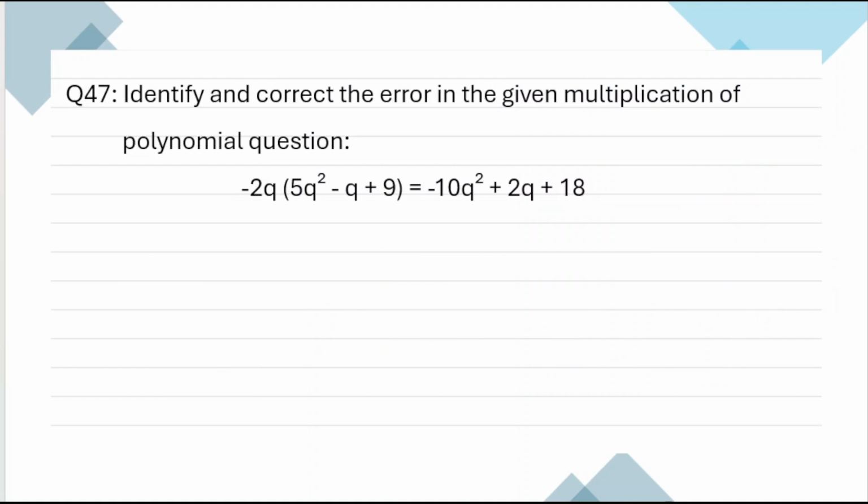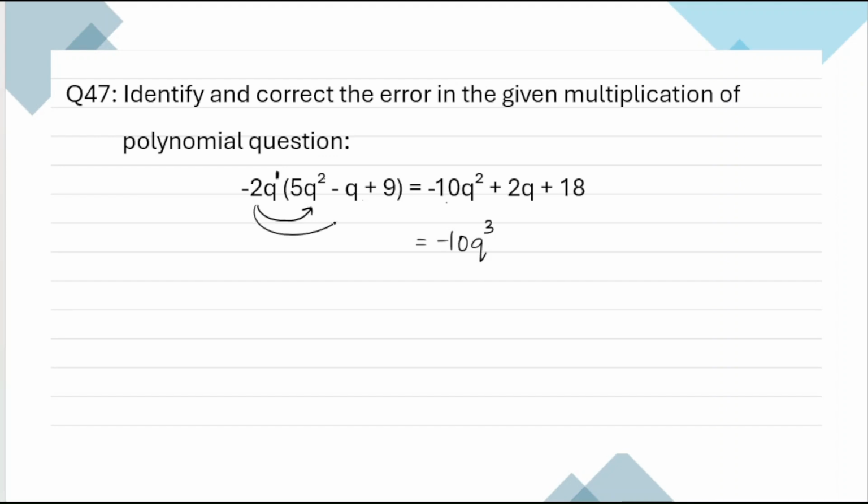Next, identify and correct the error in the given multiplication of polynomial question. All right, so this minus 2q is being multiplied with all the terms. So when minus 2q is multiplied by 5q square, it is minus 2 times 5, which is minus 10. Q square times q to the power 1 should be q cube, but it is q square. So that's the mistake. So it should be negative 10q cube.